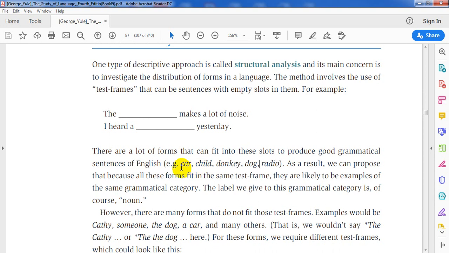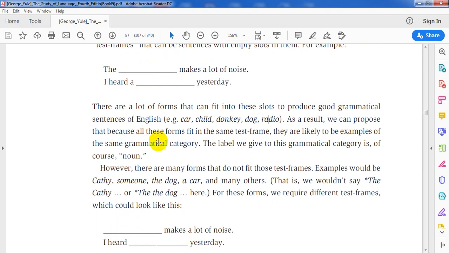Though it is a noun in English. These are nouns in English. Why is Kathy not acceptable and those words are acceptable? For example, the dog makes a lot of noise. So we have to find another solution for this problem. Not any noun can fill this blank. So we have to find another solution.